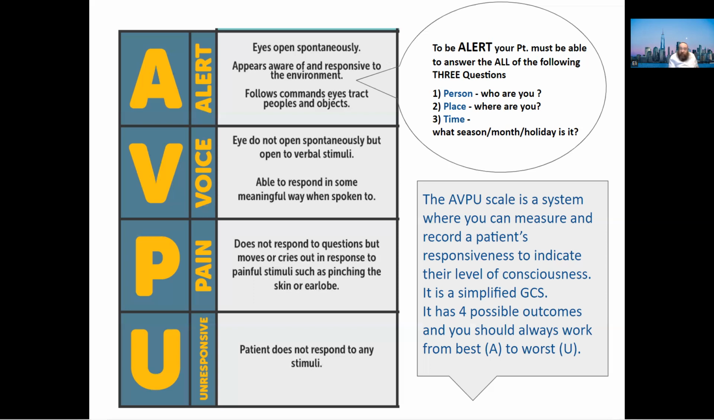Place is easy. Where are we right now? And time, anything to do with season, holidays. You can try days of the week, you can try months. Sometimes it gets complex. So to be an alert patient, you need to answer all three.